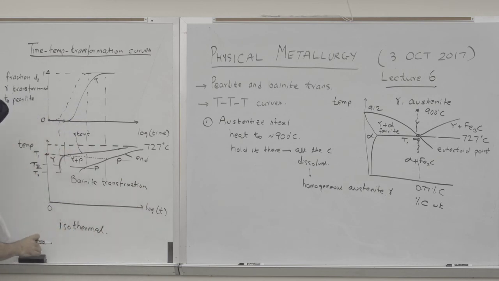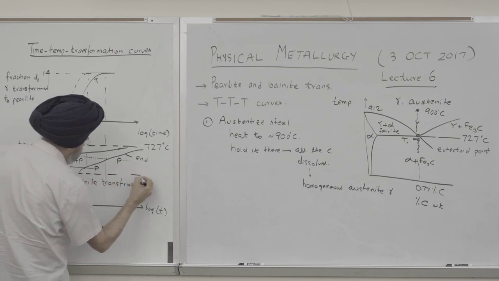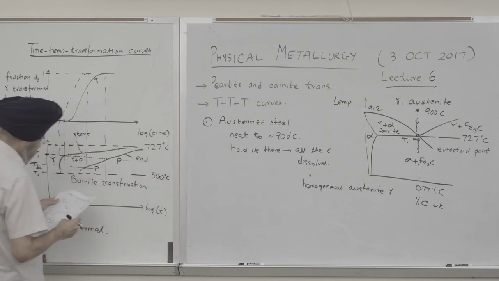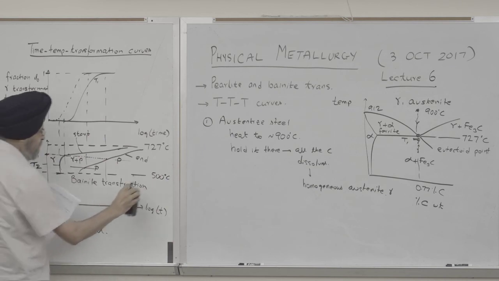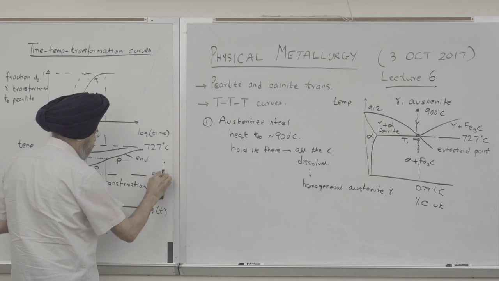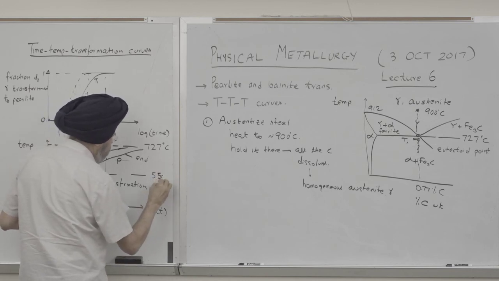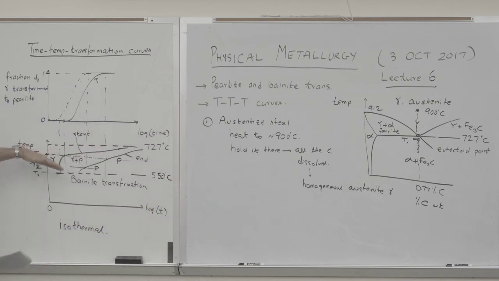So this curve that I've drawn is up to about above 500 degrees centigrade, or let's say 550. Let me make it 550. So it's kind of approximate. Up to about 550, we have this behavior, and below that, things change.